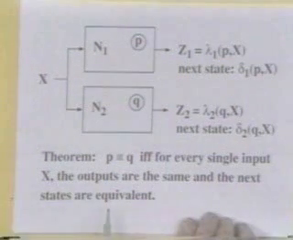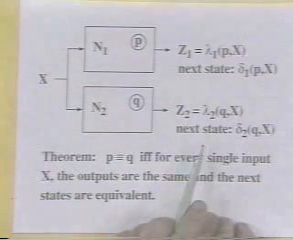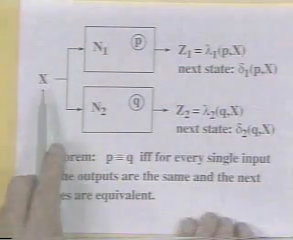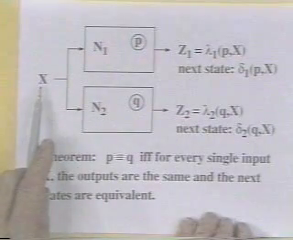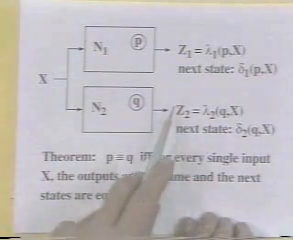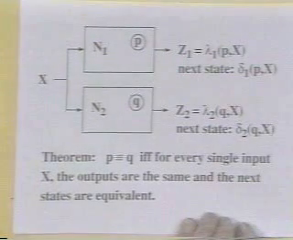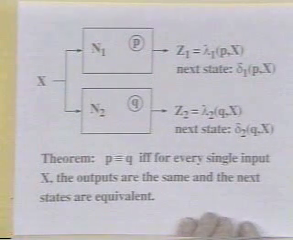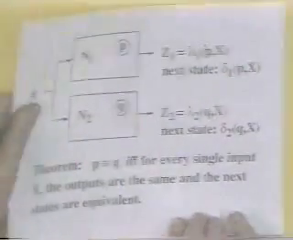So this is different than the definition. In the definition, we didn't look at the next states. We only looked at the outputs, but we had to put in input sequences. Here we're only putting in one input at a time, and we're looking at the single output, and we're also looking at the next state. So when trying to find equivalent states, we're going to make use of the theorem rather than the definition.